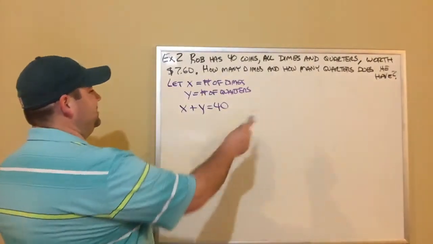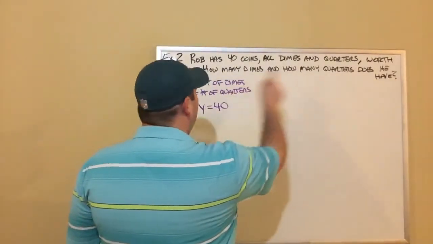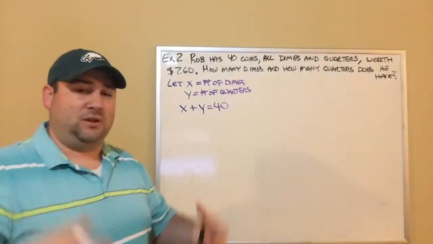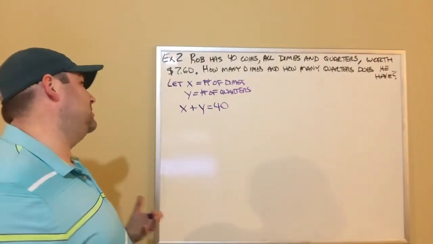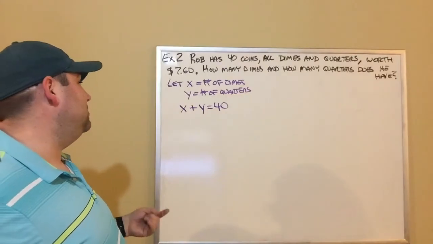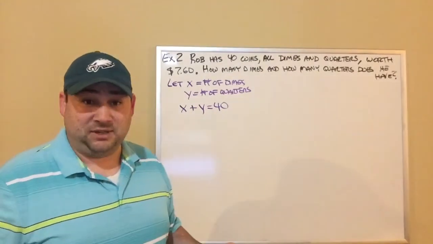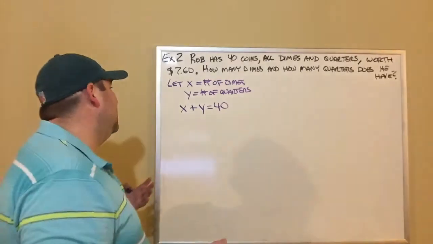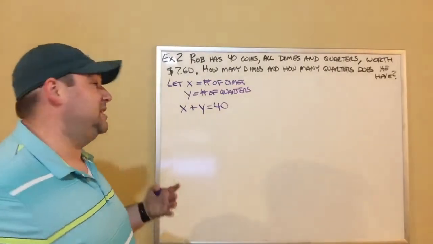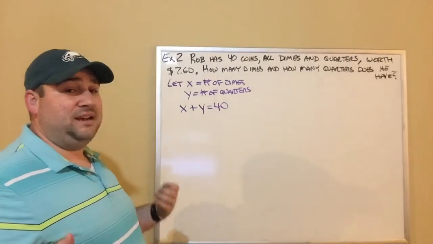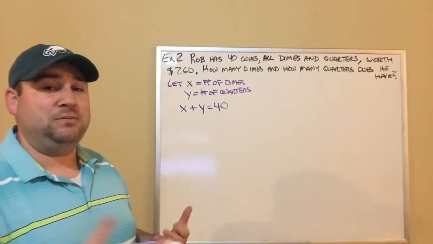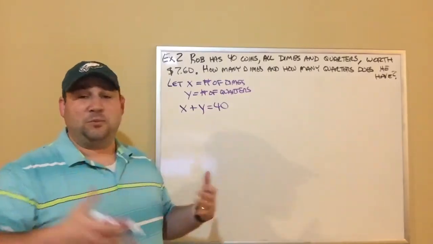So then I'm going to look at my second one. I know they are worth $7.60. So I know all his dimes plus all his quarters is going to add up to $7.60. So what I can do is, I know what the value of a dime is. How much is a dime worth? 10 cents, thank you. A quarter is worth 25 cents. So what I can do is use that information. The only downside is, 10 cents would be a decimal. That would be 0.10. 25 cents would be 0.25.